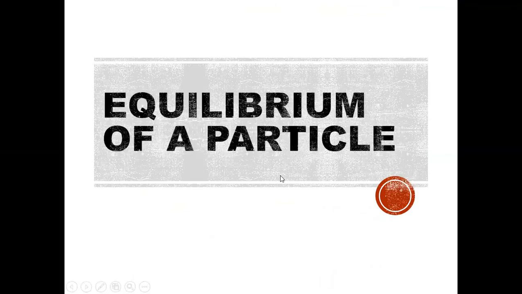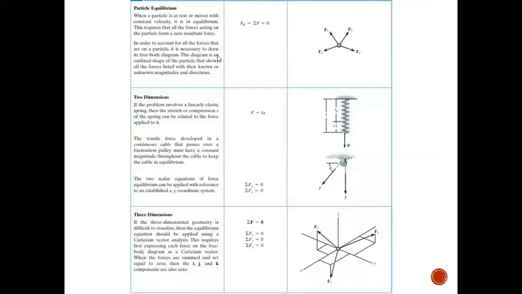And we have come to the equilibrium of a particle. When a particle is at rest or moves with constant velocity, it is in equilibrium. This requires that all the forces acting on the particle form a zero resultant force, meaning that the resultant force is equal to zero. In order to account for all the forces that act on a particle, it is necessary to draw its free body diagram. This diagram is an outline shape of the particle that shows all the forces listed with their known or unknown magnitudes and directions.